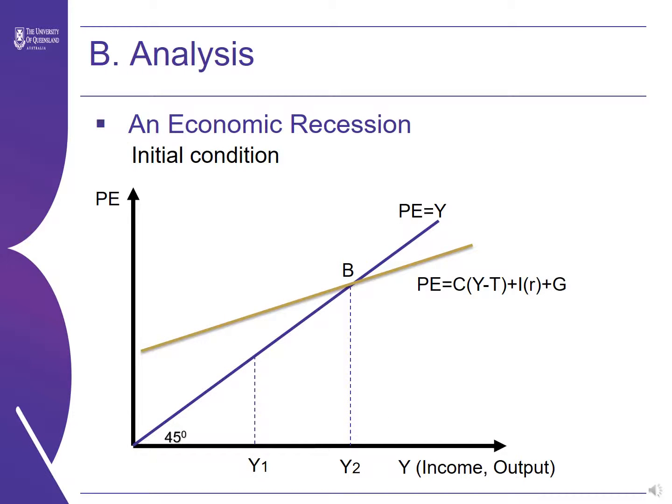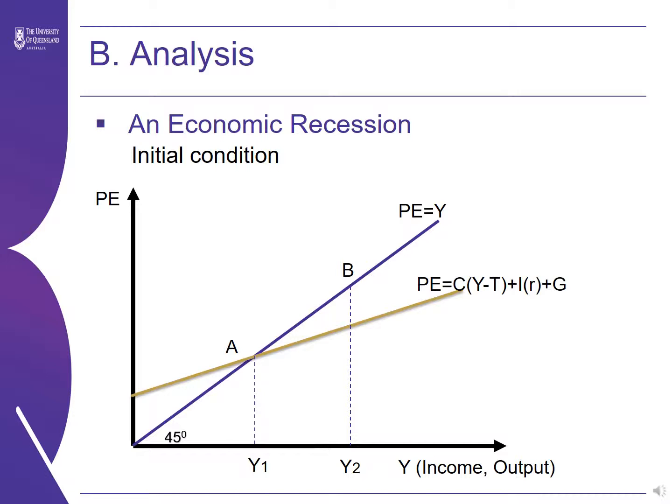Before the economic recession, the economy was at the potential level at point B, where Y2 is the potential level of output. However, when the economy is in recession, the actual output of the economy decreases to Y1 at point A, which is less than the potential one. So, what can the government do to bring the economy to the potential level at Y2? In this case, the government uses expansionary fiscal policy, or running a deficit, by increasing government expenditure or decreasing tax.